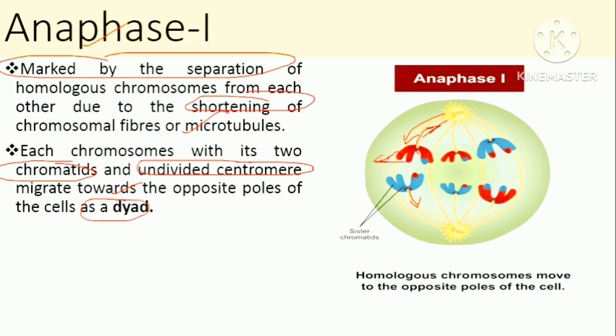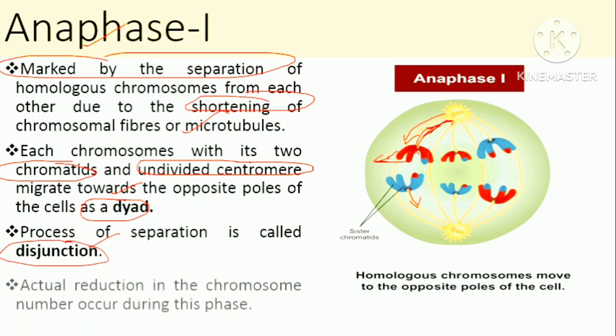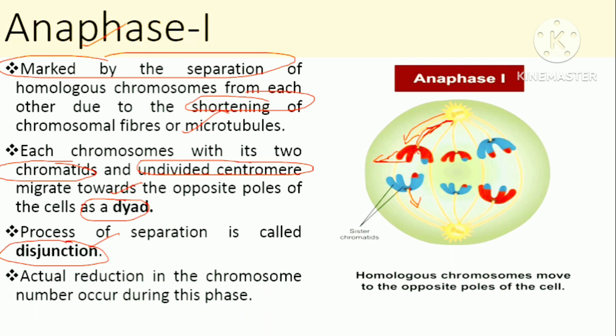So this full chromosome moves towards the opposite pole. That is why in this phase there is reduction in chromosome number. The chromosome number becomes half in this phase. The process of separation is called disjunction, while the aggregation of chromosomes is known as congregation. The actual reduction in the chromosome number occurs during this phase, that is, anaphase 1.